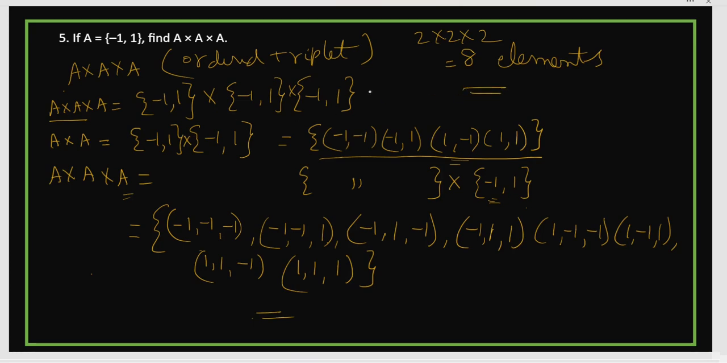You will get a total of 8 elements, because 2 into 2 into 2, each set is having 2 elements. So the number of elements should be 2 into 2 into 2, 8 elements. n(A) is 2. So n(A cross A cross A) is n(A) into n(A) into n(A), 2 into 2 into 2, which is 8 elements. So that's it. We'll move to the next question.